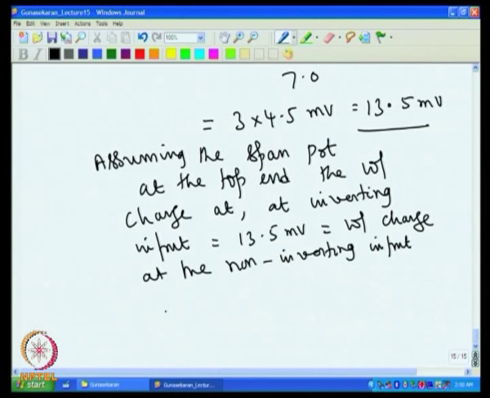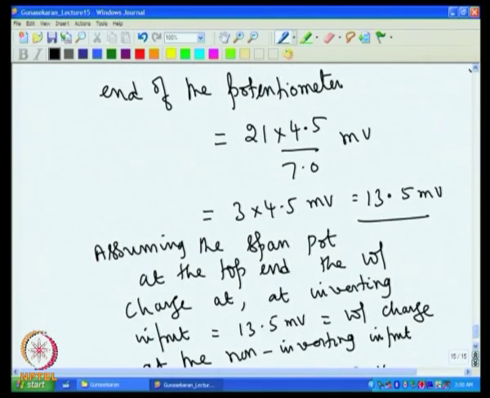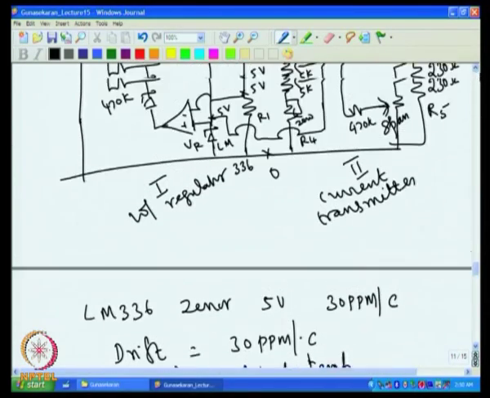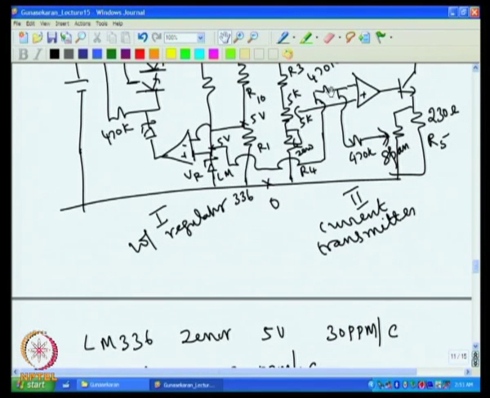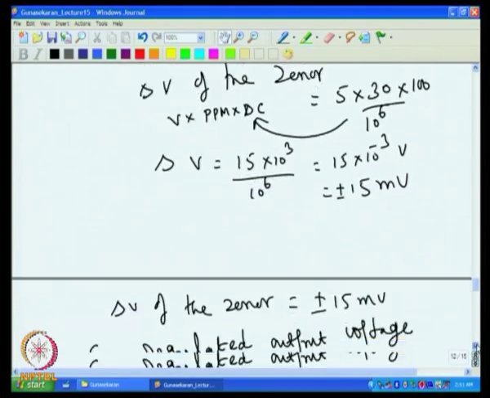So, if there is a 13.5 millivolt change at the negative input, delta V is equal to 13.5 millivolt. So, what is the voltage change across R5? R5 is this 235 ohm resistance. At this point, what is the expected voltage change? That will be twice, because we have this voltage divided by a factor of 2. So, the voltage change across R5 will be twice the value.